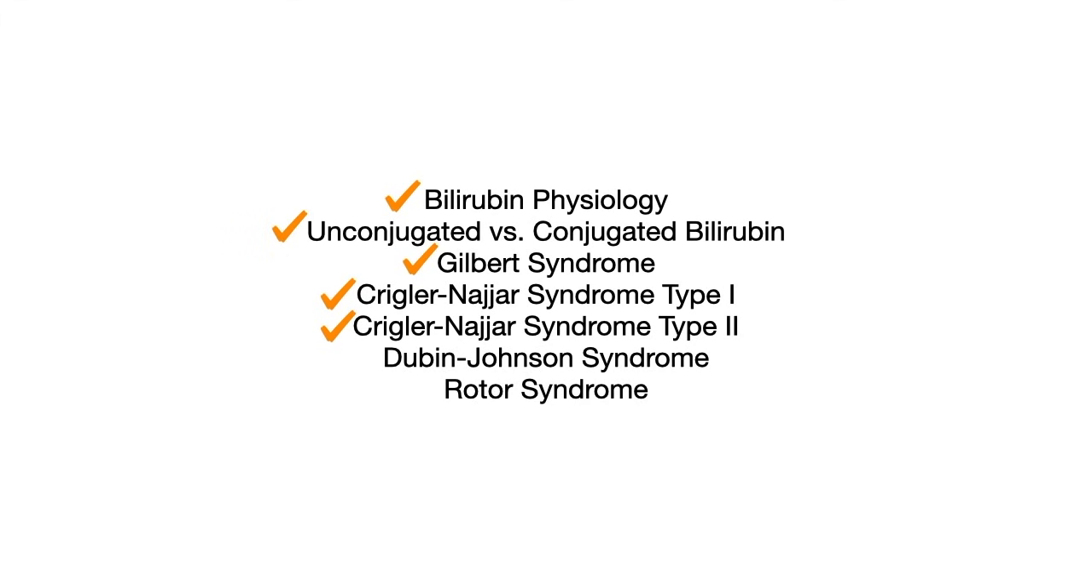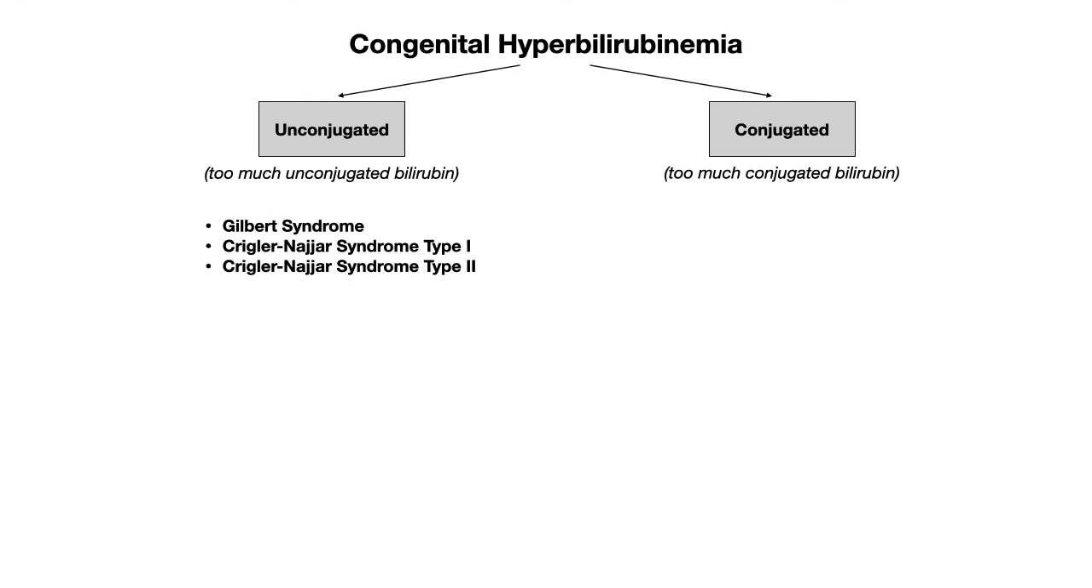So at this point in the lecture, we've talked about bilirubin physiology and how bilirubin works in the body normally. We've talked about the difference between unconjugated bilirubin without the glucuronic acid and conjugated bilirubin with the glucuronic acid, what those differences are. And we just had a discussion about the 3 different types of unconjugated hyperbilirubinemias. Now let's wrap up by switching gears and talking about the other side of this chart, the conjugated congenital hyperbilirubinemia.